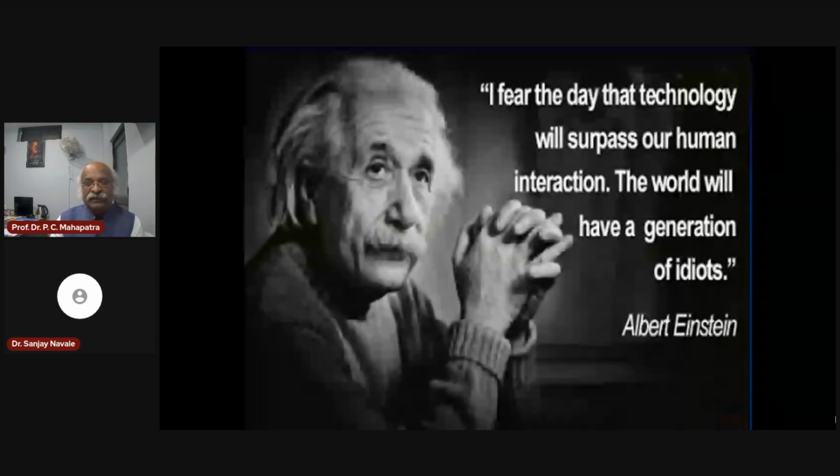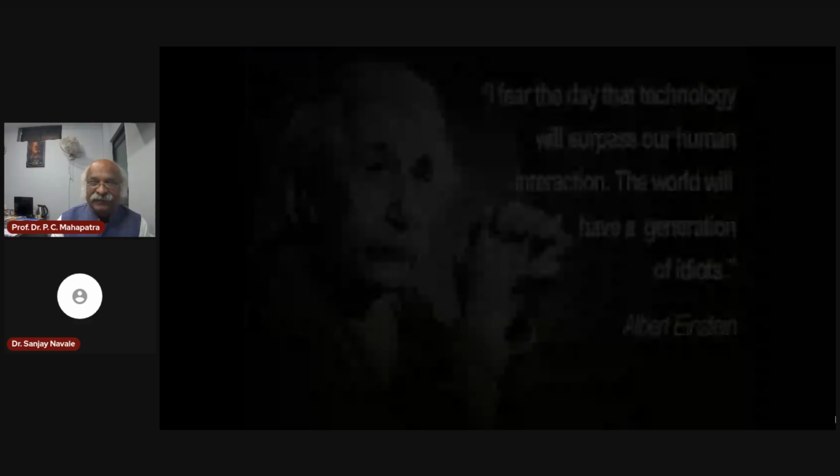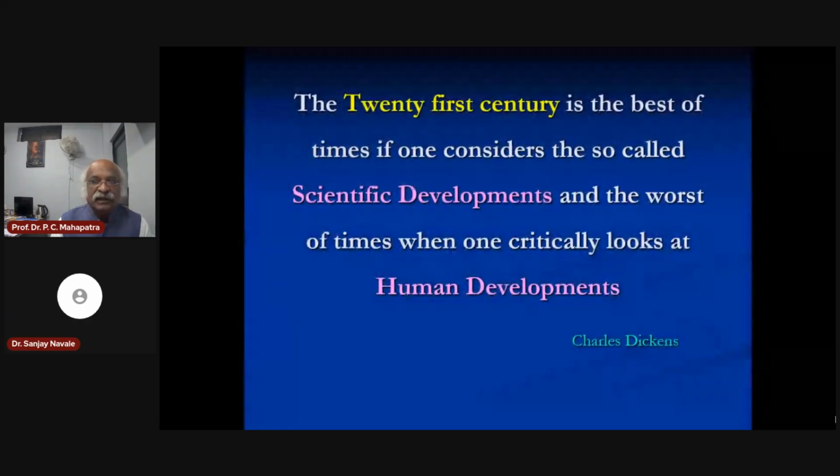And in this connection, an Albert Einstein quotation: I fear the day that technology will surpass our human interaction, the world will have a generation of idiots. This is what Einstein has expressed. The Charles Dickens statement says the 21st century is the best of times if one considers the so-called scientific developments, and the worst of times when one critically looks at human developments.